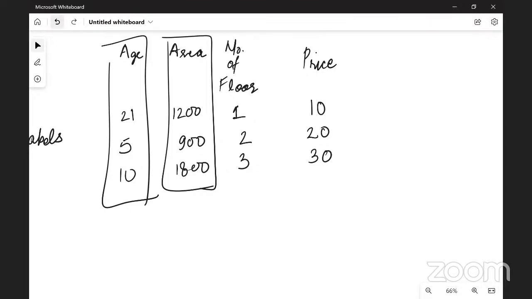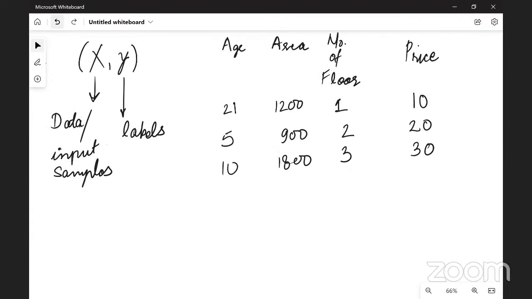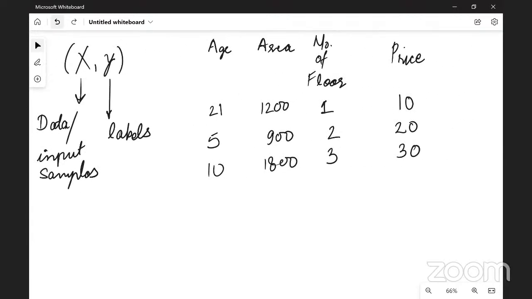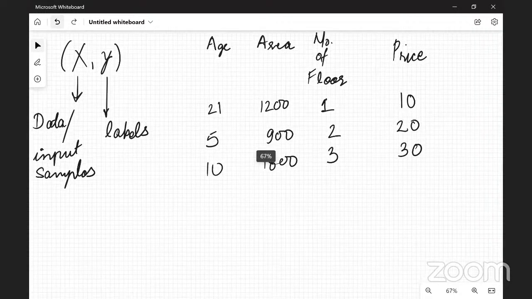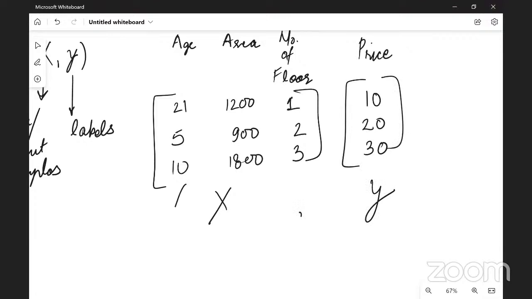Yes, sir. Okay, great. Just by looking at this, there's a direct mapping between X and Y, and these sets of numbers that we are seeing. So this will become your X, and this is your Y, and this forms your complete data set.